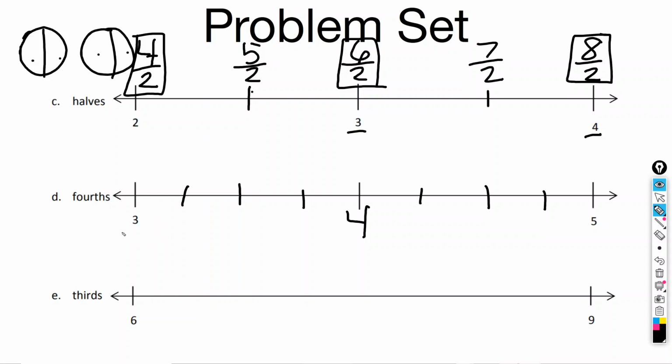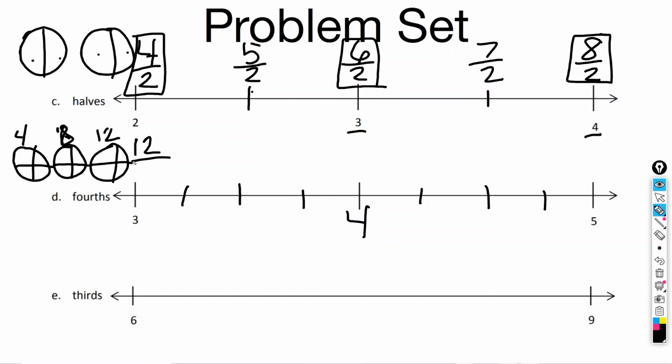Well, first I have to figure out how many fourths 3 wholes are. So I'm going to draw 3 wholes and break them into fourths. You do not have to write this part if you don't want. You can just watch mine. And now I can count. 4, 8, 12. So to have 3 whole objects, each of them broken into fourths, I'm going to end up with 12 fourths.